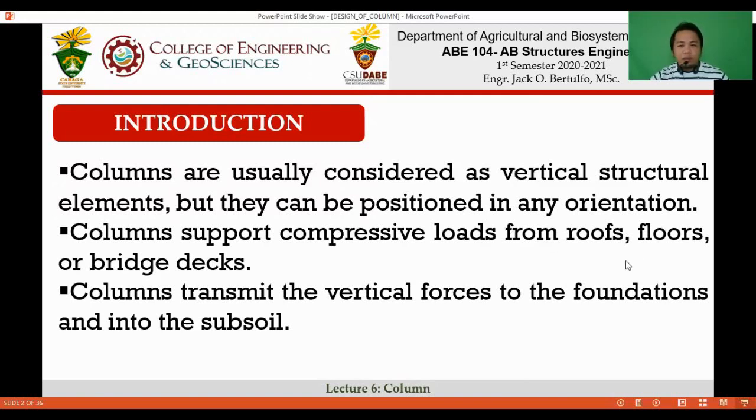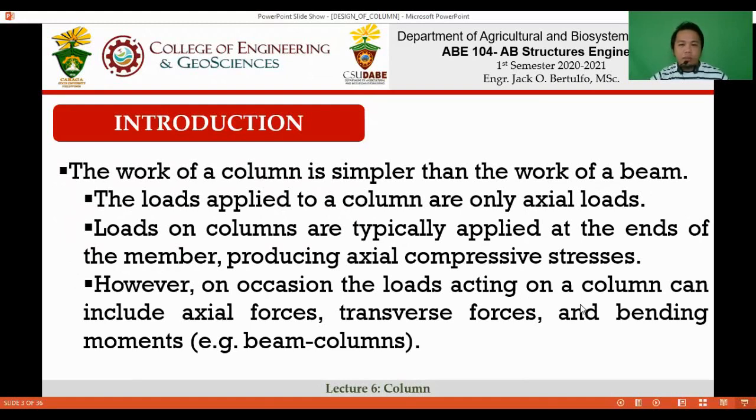Okay, so the work of the column is simpler than the work of a beam. The loads applied to a column are only axial loads. So unlike sa beam na natay load nga sometimes couple, transverse loads, also axial. So sa column, isa lang yun ang load nga ma-apply. So natay axial loads. When we say axial loads, it's parallel to the longitudinal axis of the structures. Loads on columns are typically applied at the ends of the member, producing axial compressive stress.